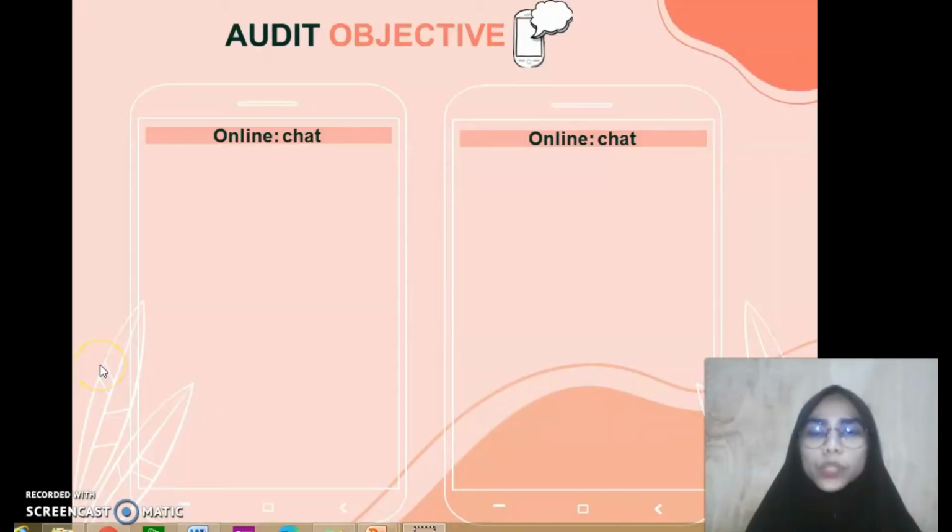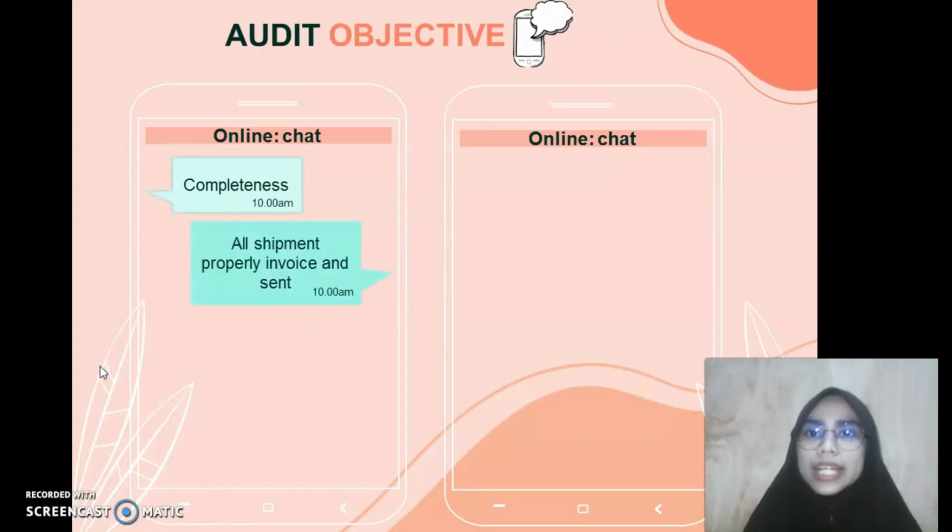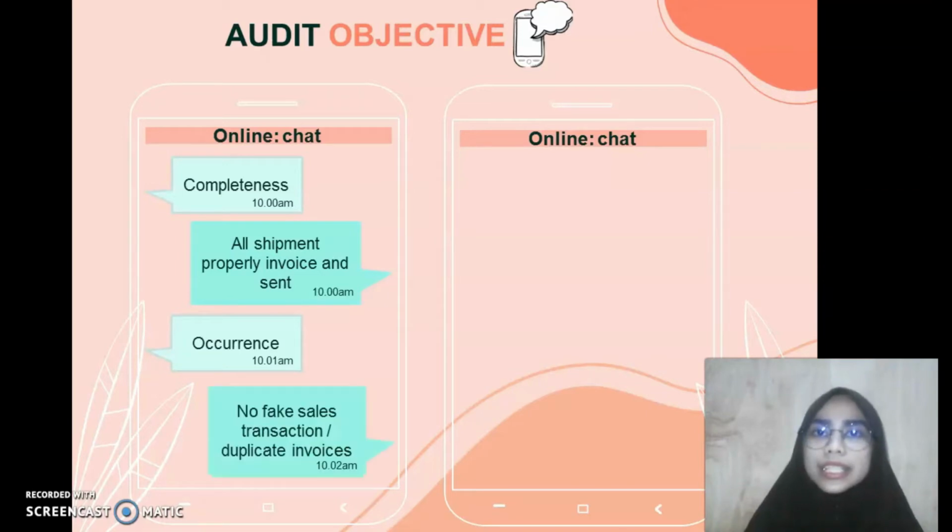The next part we will discuss is audit objectives. We will discuss 3 audit objectives related to invoicing customer. The first one is completeness. All shipments are properly invoiced and sent. The company should establish a control so that all shipments are properly invoiced and sent to the customer. The second one is occurrence. No fake sales transactions or duplicate invoices. The company should establish a control so that no fake sales or duplicate invoices are recorded.